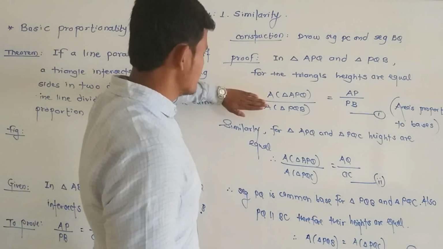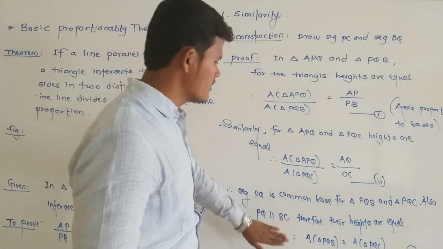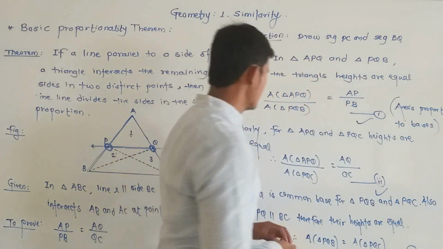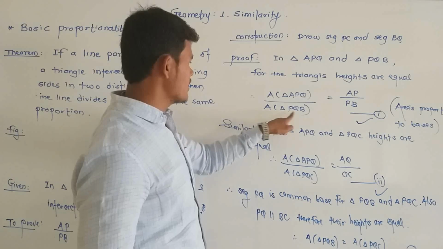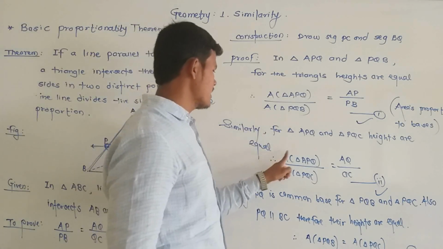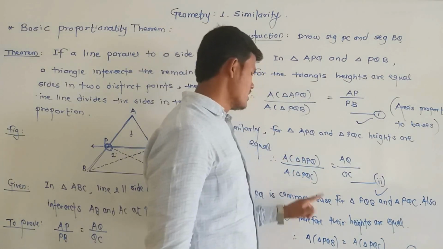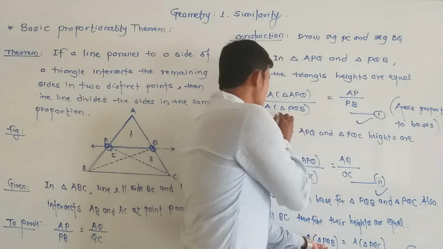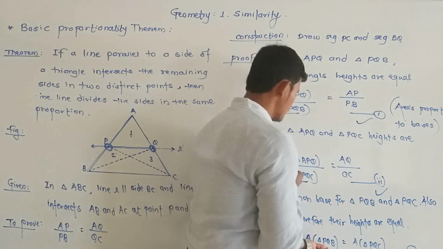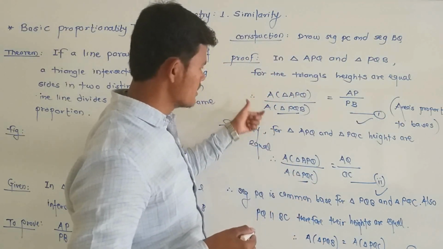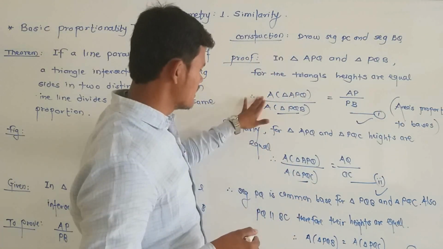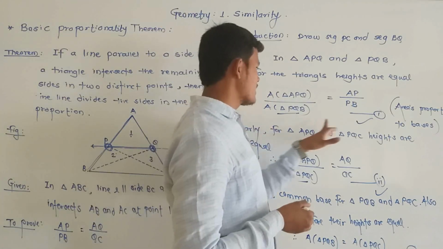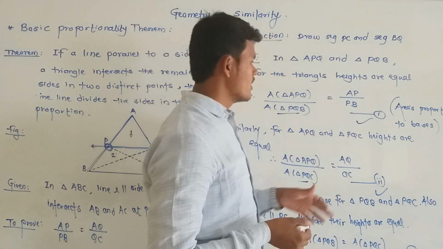So after seeing the equation first, equation second, and equation number 3rd properly, we see that area of triangle APQ upon area of triangle PQB as well as area of triangle APQ upon area of triangle PQC. And from equation 3rd, we see that area of triangle PQB is equal to area of triangle PQC. So from equation 1st, 2nd, and 3rd, we get their left hand sides are equal, and if their left hand sides are equal, that means their right hand sides are also equal.